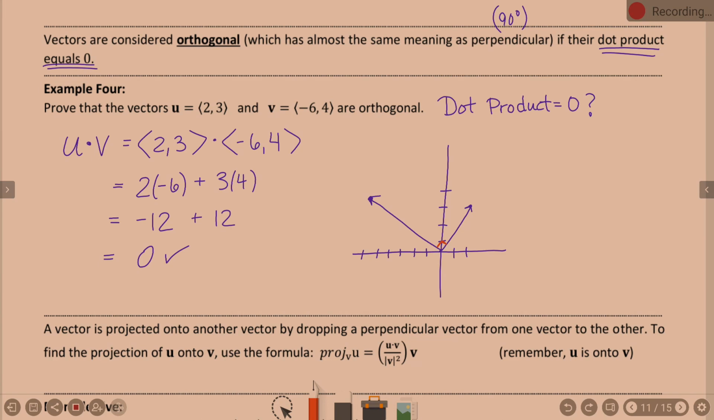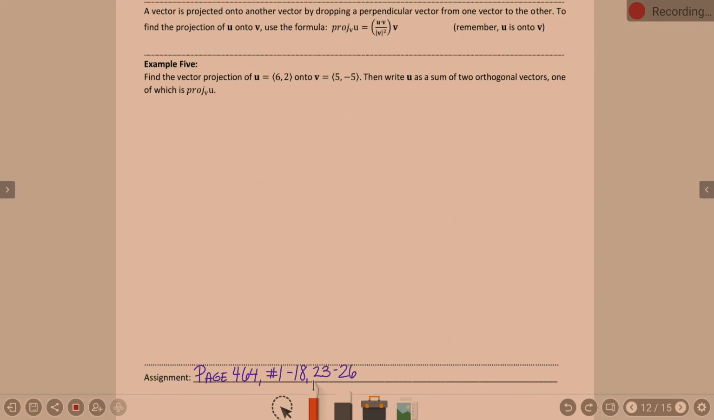Okay. Well, continuing along. Let's continue along to our last piece here, which has to do with orthogonal vectors, but talking about something called a vector projection. So a vector is projected onto another vector by dropping a perpendicular vector from one vector to the other. To find the projection of u onto v, we have a formula we can use.